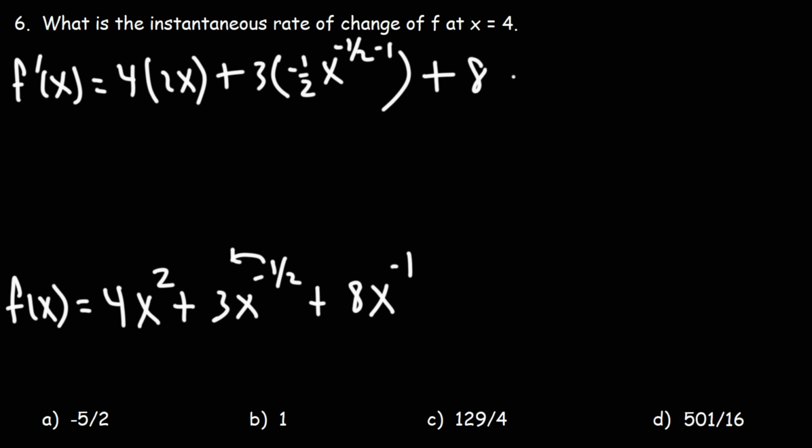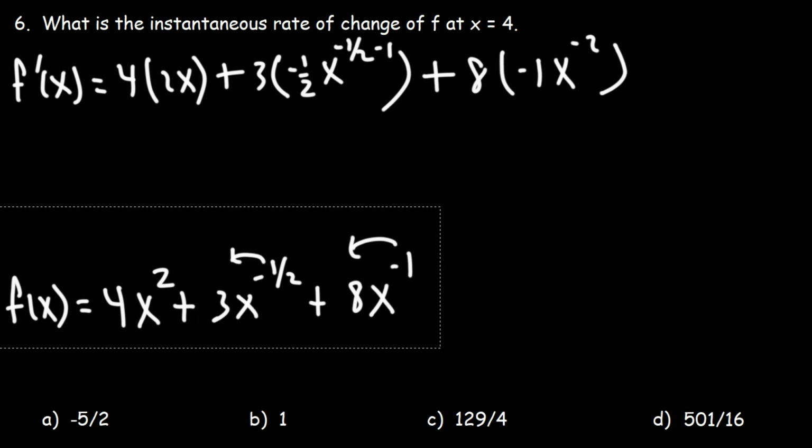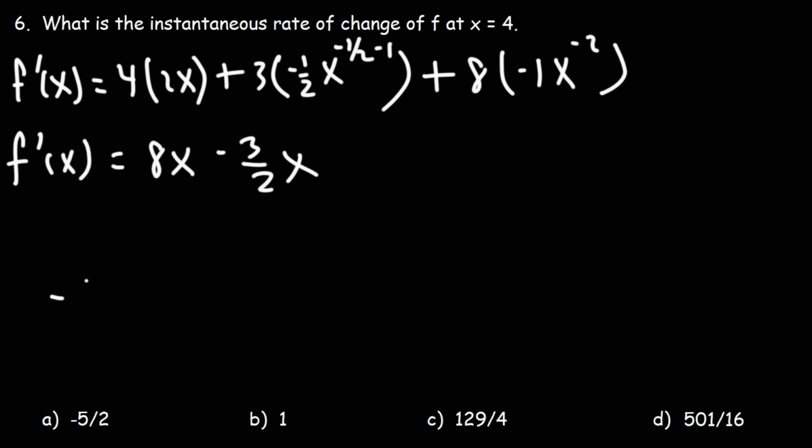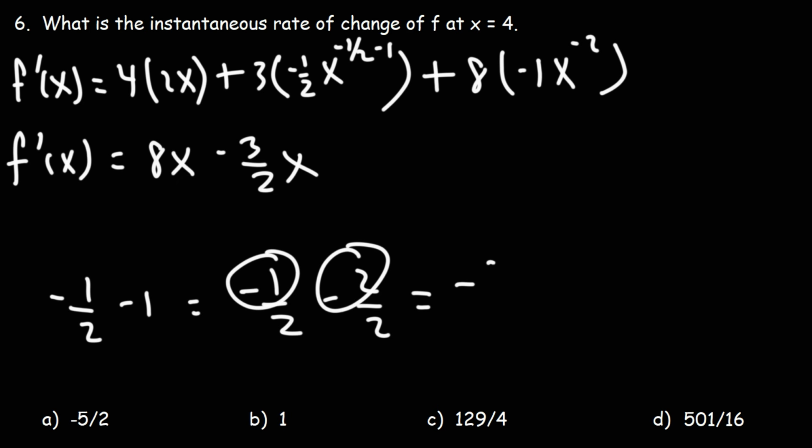The derivative of x to the negative 1, we'll move the negative 1 to the front, and then we'll subtract the exponent by 1. Negative 1 minus 1 is negative 2. So now let's simplify what we have. 4 times 2x is 8x. 3 times negative 1/2, that's negative 3 over 2. And then negative 1/2 minus 1, we need to get common denominators. We need to multiply negative 1 by 2 over 2. Negative 1 minus 2 is negative 3. So this is negative 3 over 2. 8 times negative 1 is negative 8, and so we have that.